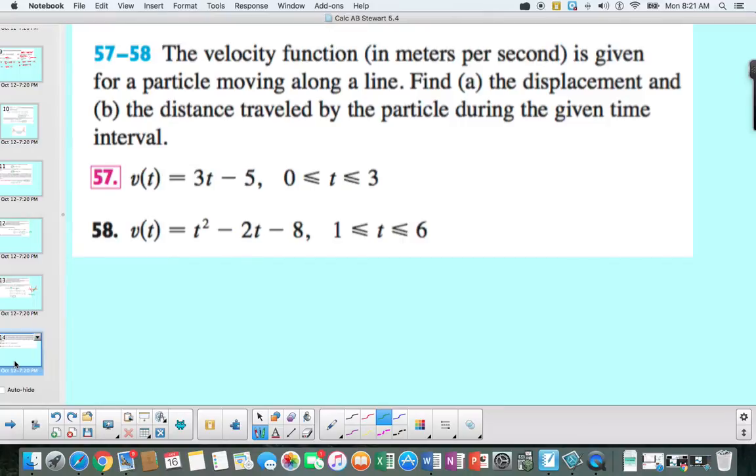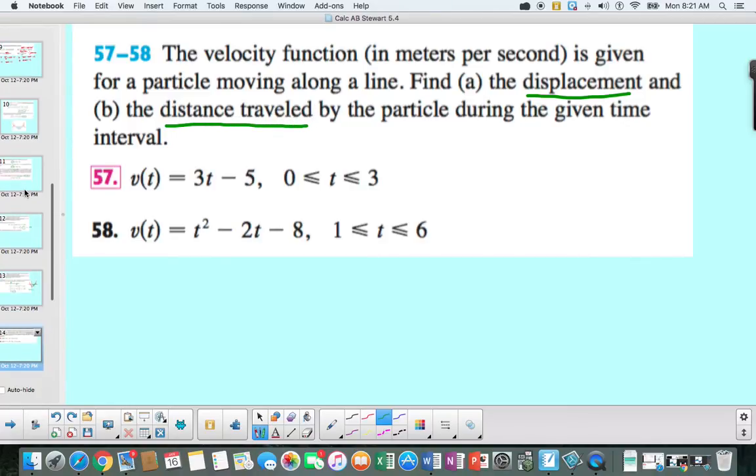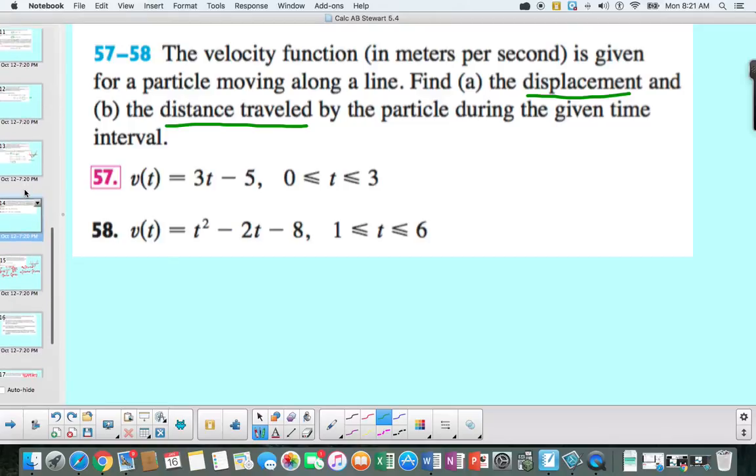Okay, your turn. Again, you need to find two things. You need to find the displacement and you need to find the distance traveled. Go ahead and stop the screencast and see what you can do. A graph of the function might be helpful.